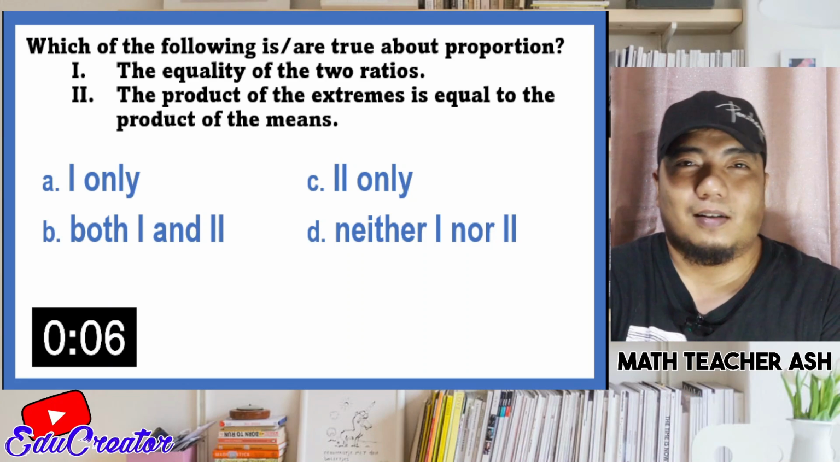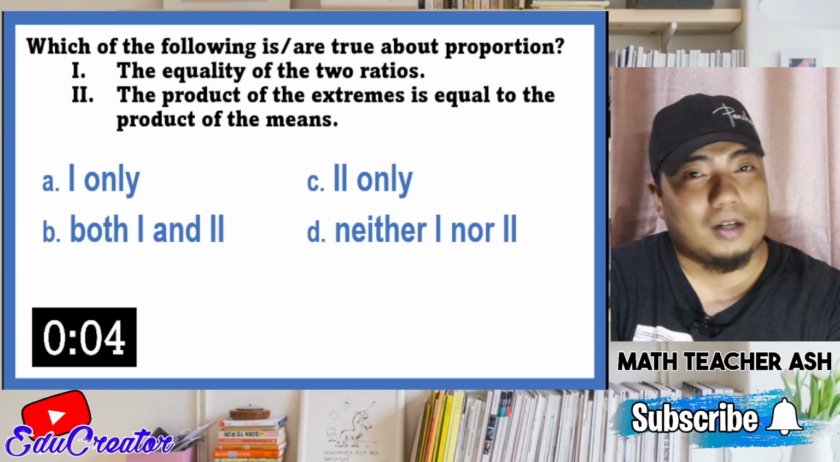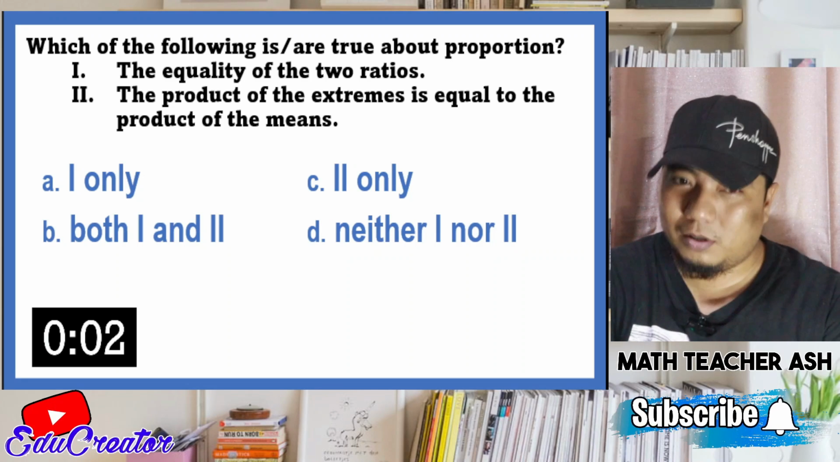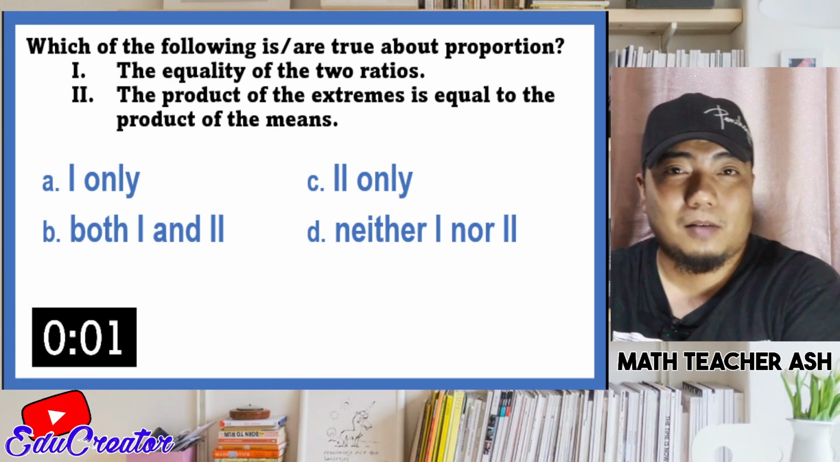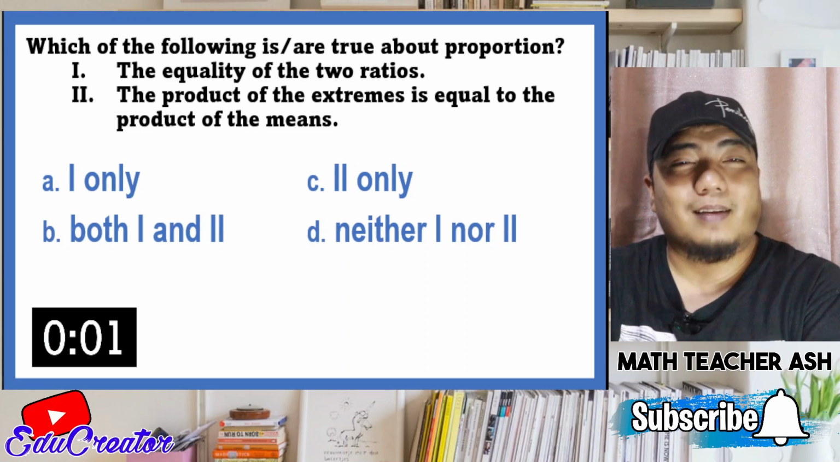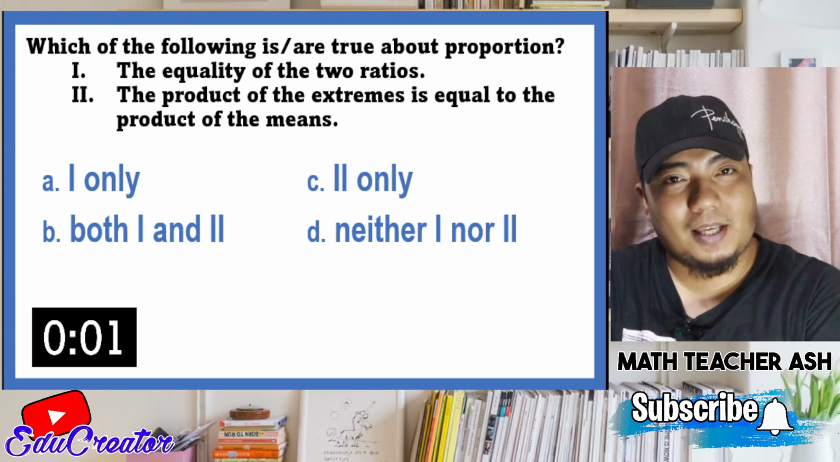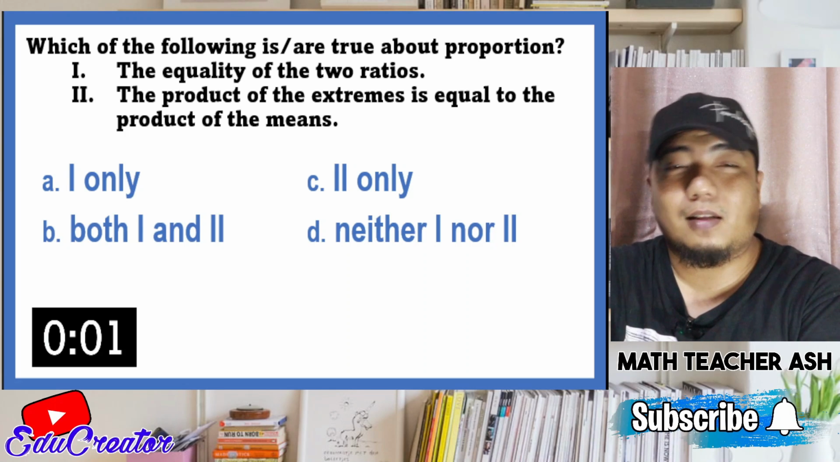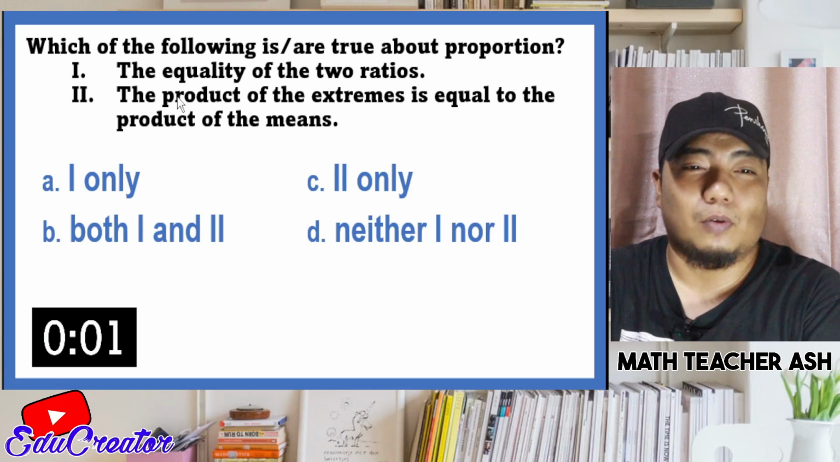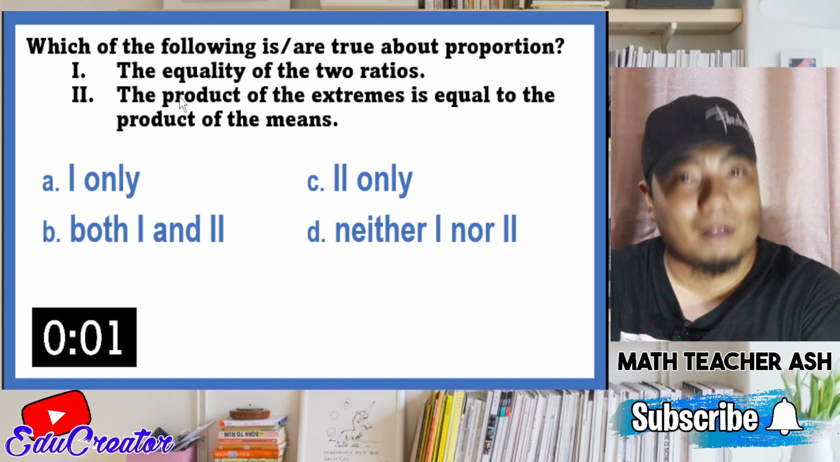So we have here, you just choose one of the two, or both of the two, or neither of the two. Okay, so my dear math learners, basically we are trying to find the property and the definition of proportion. So what do we mean by proportion? It is the equality of two ratios. So statement number 1 is already correct.